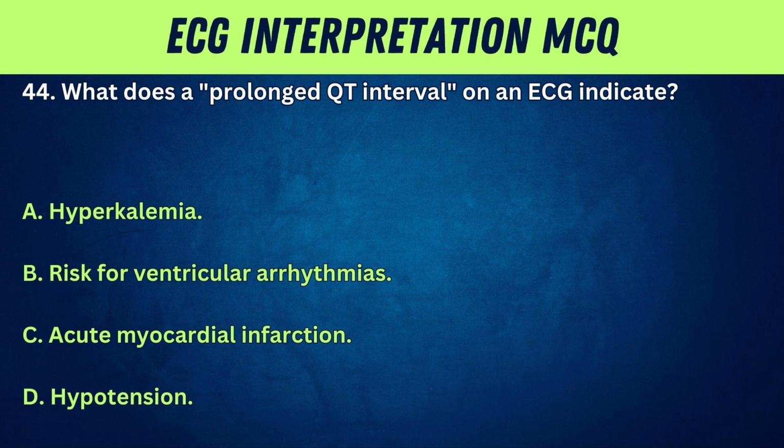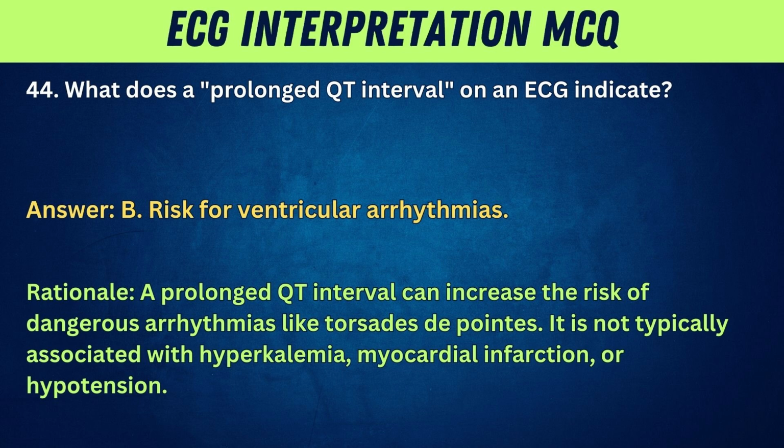44. What does a prolonged QT interval on an ECG indicate? A. Hyperkalemia. B. Risk for ventricular arrhythmias. C. Acute myocardial infarction. D. Hypotension. Answer: B. Risk for ventricular arrhythmias. Rationale: A prolonged QT interval can increase the risk of dangerous arrhythmias like torsades de pointes. It is not typically associated with hyperkalemia, myocardial infarction, or hypotension.